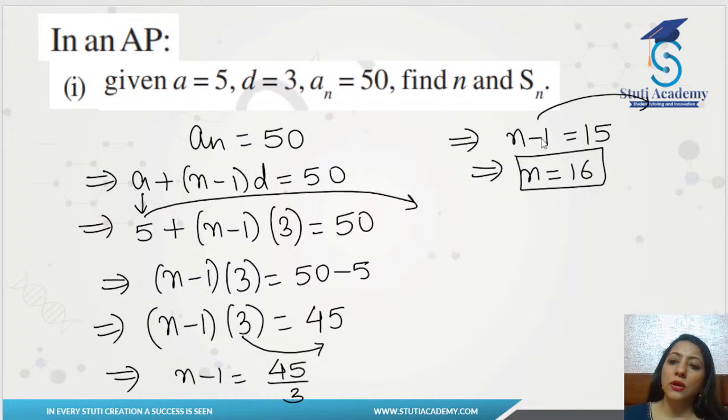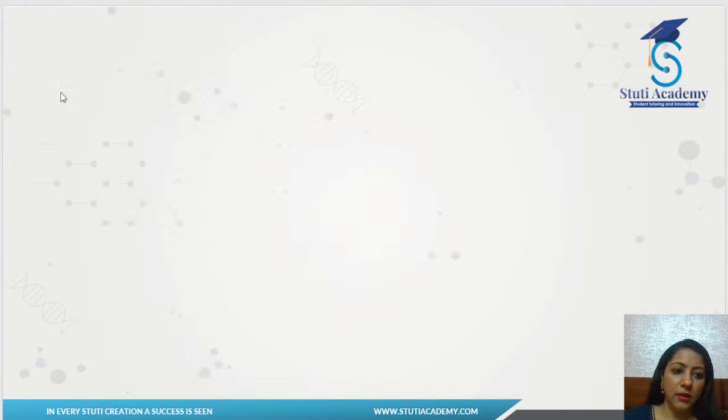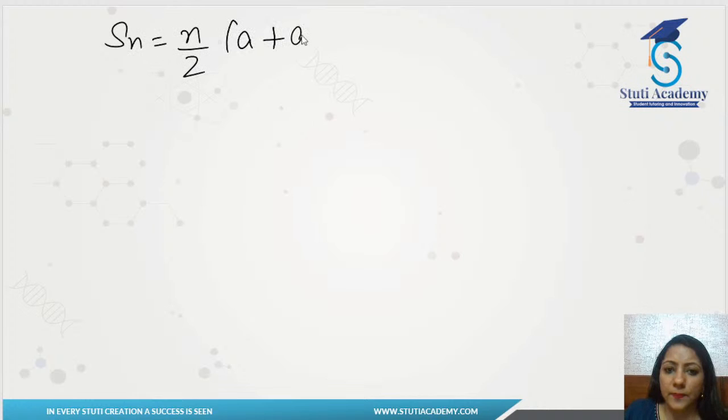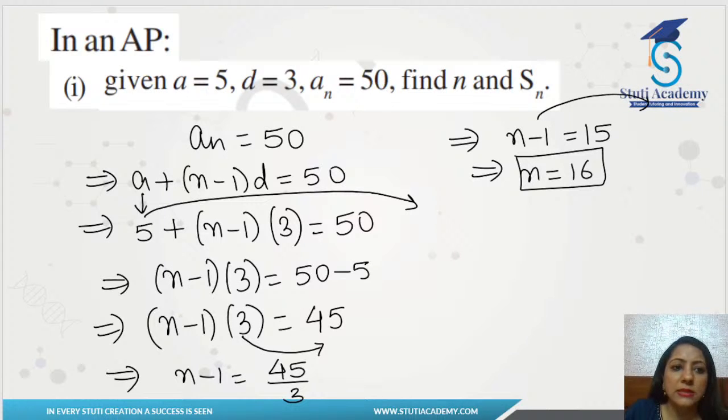Now we need to solve for Sn. Here, we are going to use the formula, we can use any of these formulas. But I think the simplest one which will go here in this case would be n by 2 (a plus an). I'll write it down. Sn is n by 2 (a plus an). We already know n is 16. We know a is 5 and an is also given to us. So that's quite convenient to solve.